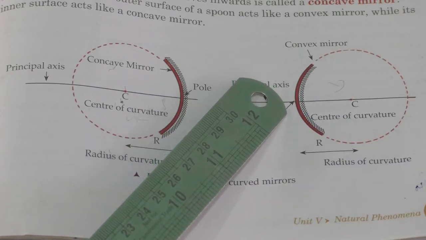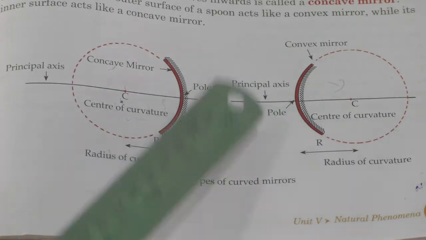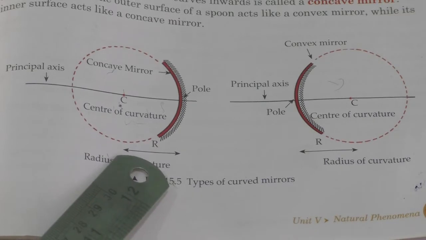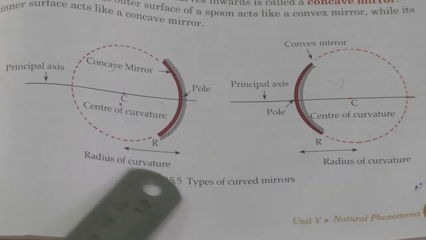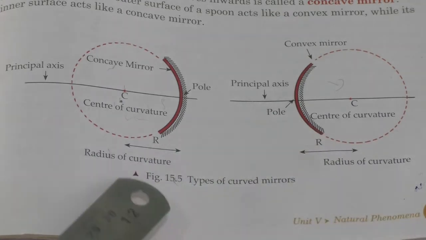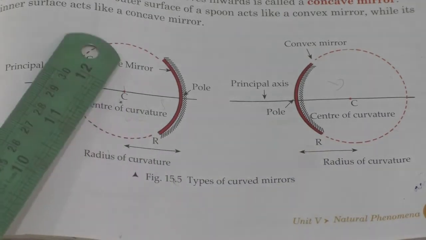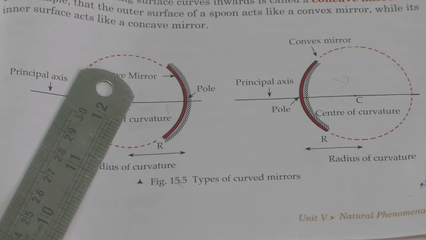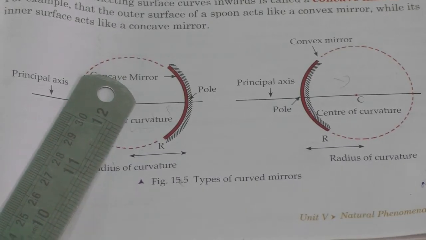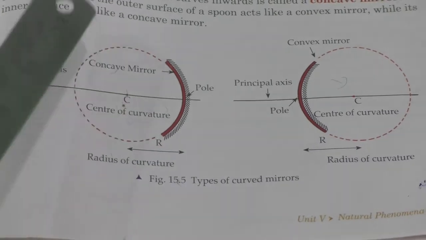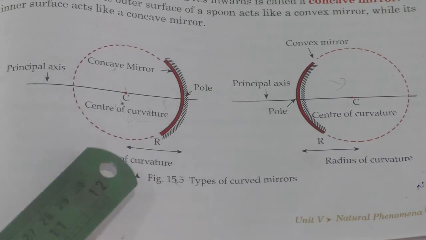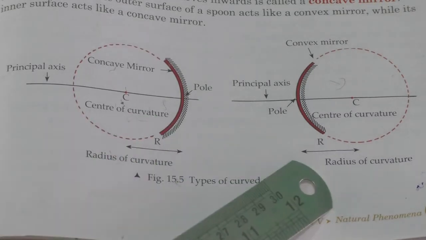Here you can see the pole also. Then the next thing, radius of curvature. They have marked an arrow. What is this? It is the radius of the sphere. You all know the radius is measured from the center. It is the radius of the sphere of which the mirror forms a part.